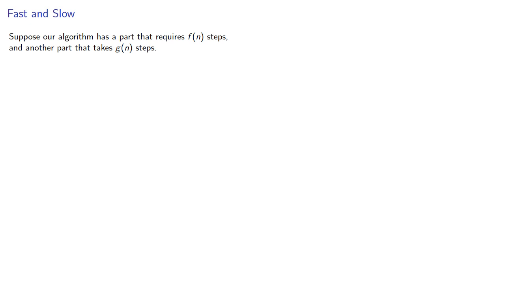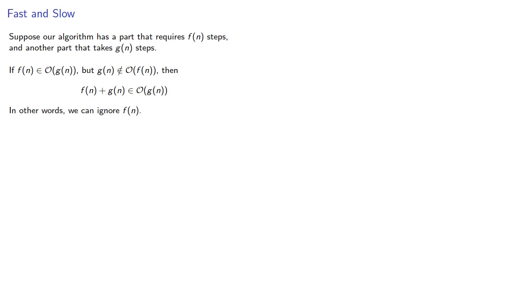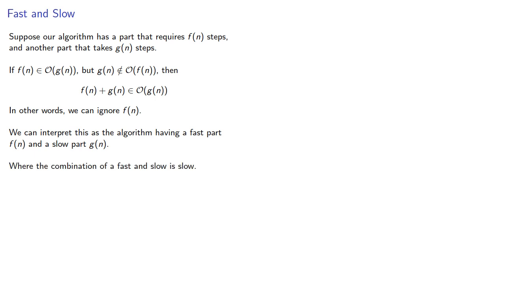So suppose our algorithm has a part that requires f(n) steps and another part that takes g(n) steps. If f(n) is big O of g(n), but g(n) is not big O of f(n), then the sum is big O of g(n). In other words, you can ignore f(n). We can interpret this as the algorithm having a fast part f(n) and a slow part g(n), where the combination of fast and slow is slow.